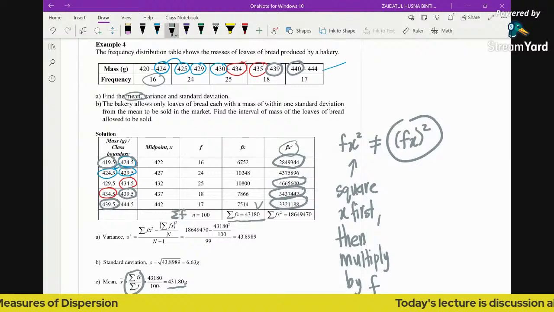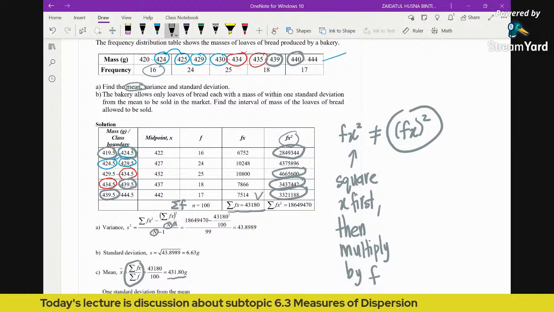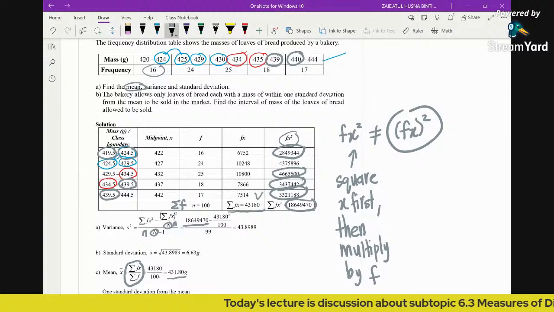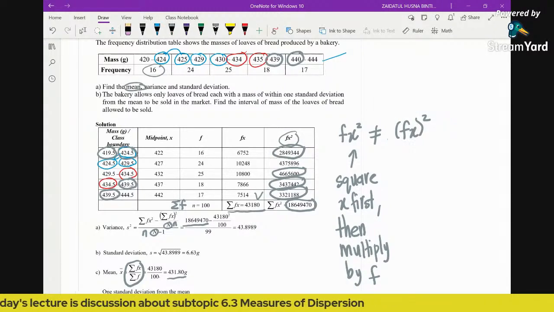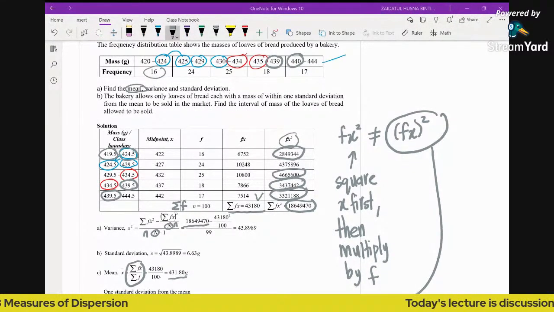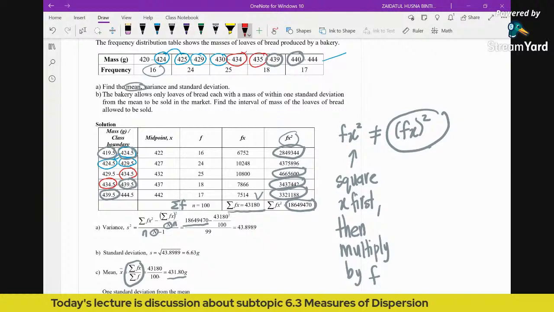Then find the variance and standard deviation. So we just substitute into the formula. By the way, this should be the small letter n, which is basically the sum of f as well. So the sum of fx squared, we have got this, we substitute into the formula, and then minus the square of the sum of fx. This sum of fx squared will be used in this formula here. Let me use different ink, it will be used here.